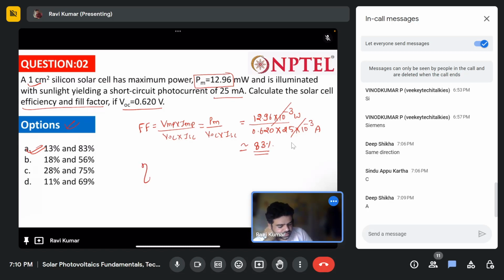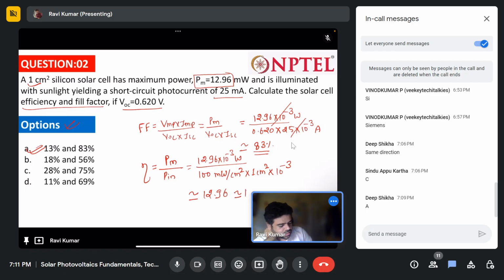And for the efficiency, it's like eta equals power output divided by power input. So power output is 12.96 into 10 to the minus 3 watt divided by 100 milliwatt per centimeter square into 1 centimeter square into 10 to the minus 3 to convert it into watt. And then you will calculate, it will come around 12.96, which is equal to 13%. So A is the correct answer here.